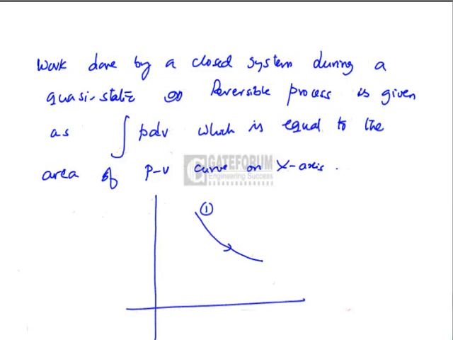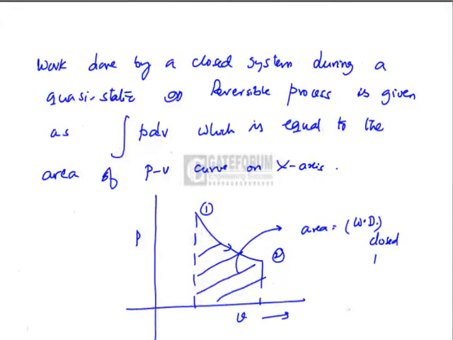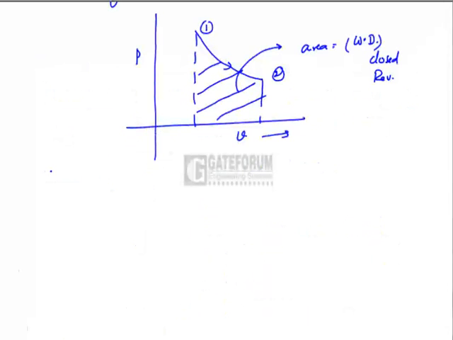Taking the PV plane, a path on the PV plane, the area under the curve is equal to the work done by a closed system in a reversible or quasi-static process. Definition of thermodynamic work.